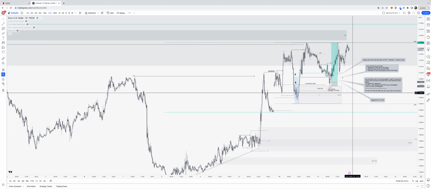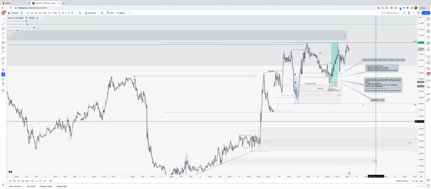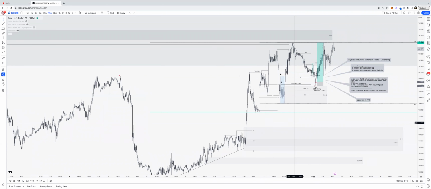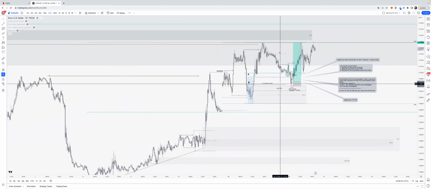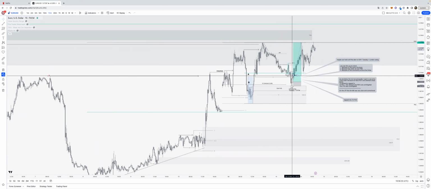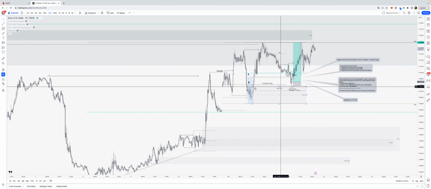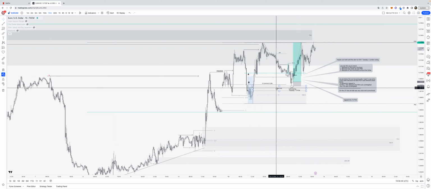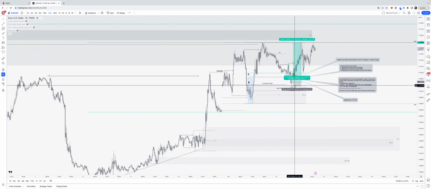I went over this trade quickly before we dive into everything else. I want to run over it again: why I didn't take it. I had this 50-minute fair value gap drawn on wrong and thought we didn't tap in.